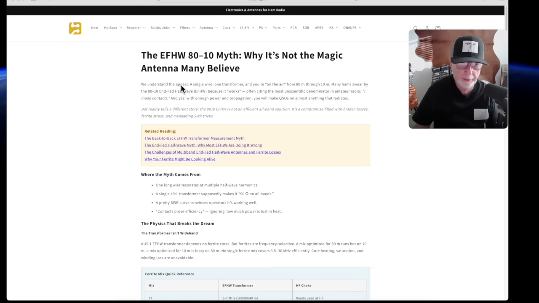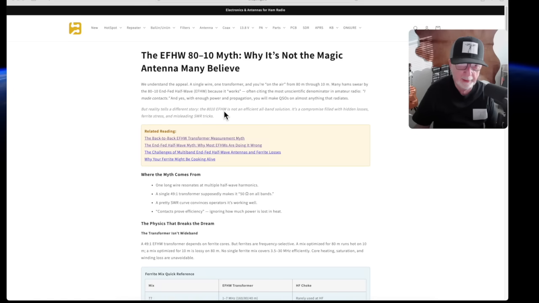We understand the appeal: a single wire, one transformer, and you're on the air from 80 through 10. Many hams swear by the 80 through 10 end-fed half-wave because it, in quotes, works. Often citing the most unscientific denominator in amateur radio, and this drives me crazy, I made contacts. Yes, with enough power and propagation, you will make QSOs on almost anything that radiates. But reality tells a different story.